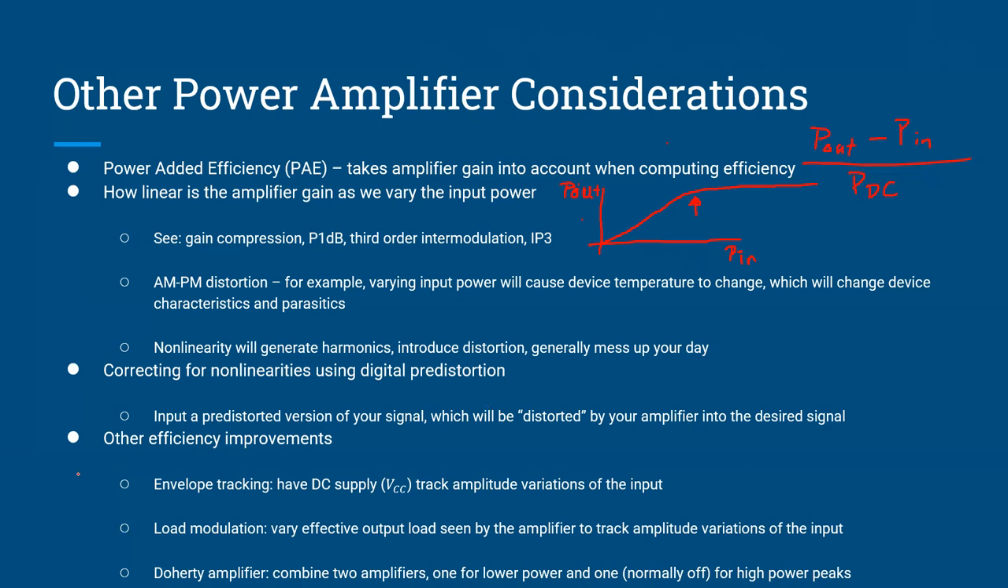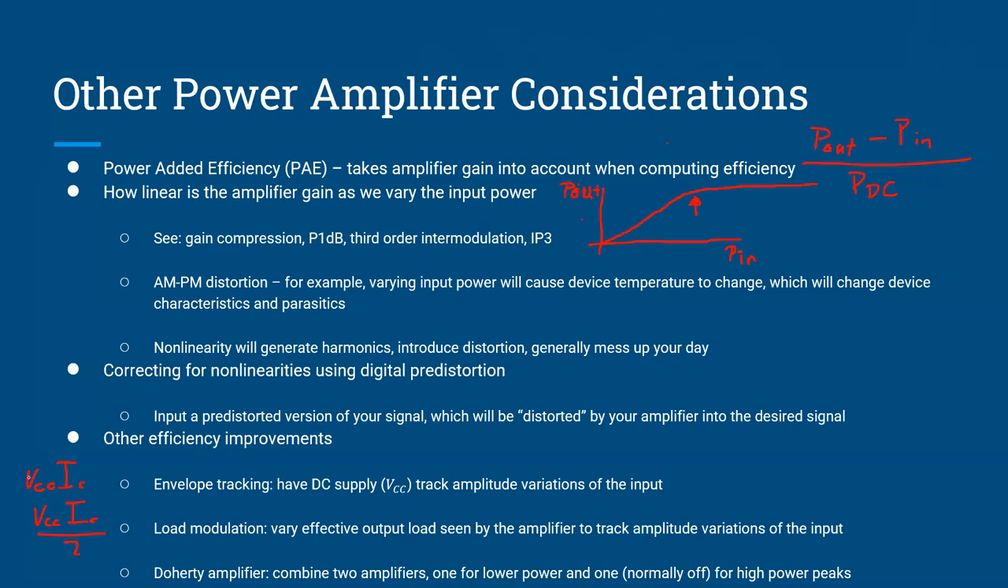The last thing I have listed here is other ways to improve efficiency beyond just changing amplifier classes and so on. So one of them is called envelope tracking. And the way this works, remember that the DC power dissipated in the device was, for a class A amplifier, VCC times IC. And the output power was, I'm sorry, not VCC over IC, it was VCC times IC over 2. Right, envelope tracking. So this is the output power.